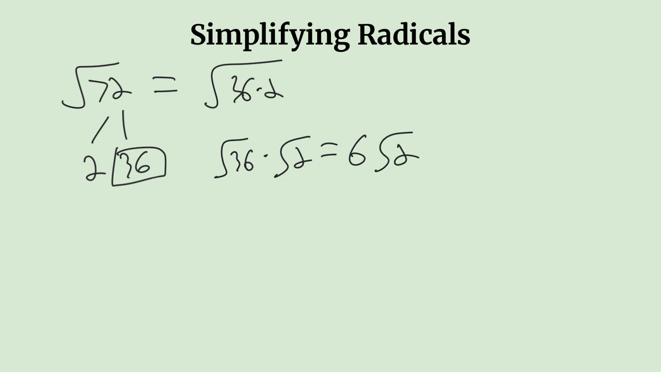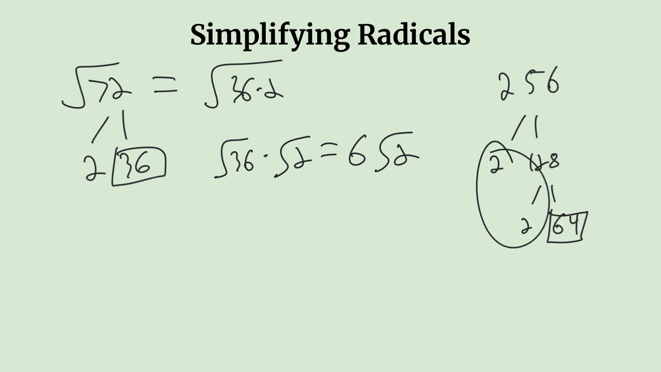If you have one that you can't figure out, but you think it might be something like 256. It's a pretty big number. I think something goes into it. So that would be 2 and 128. 128 is 2 and 64. And right there I see that 64 is a perfect square, so I can stop. I'll see I've got 2 pairs of 2's. So 256 actually works out pretty nice.